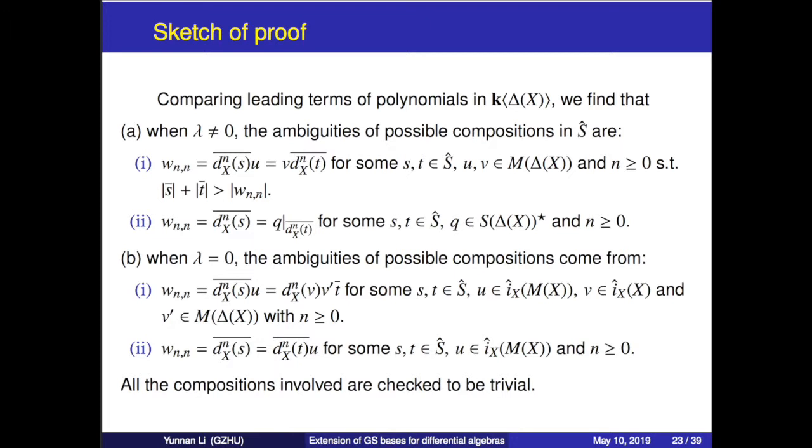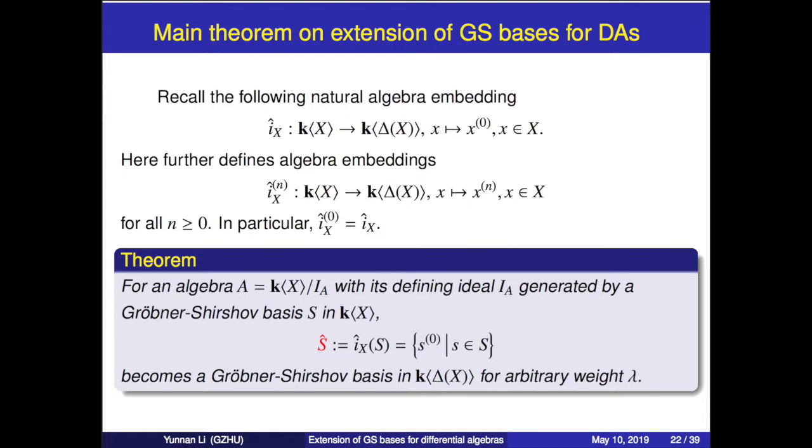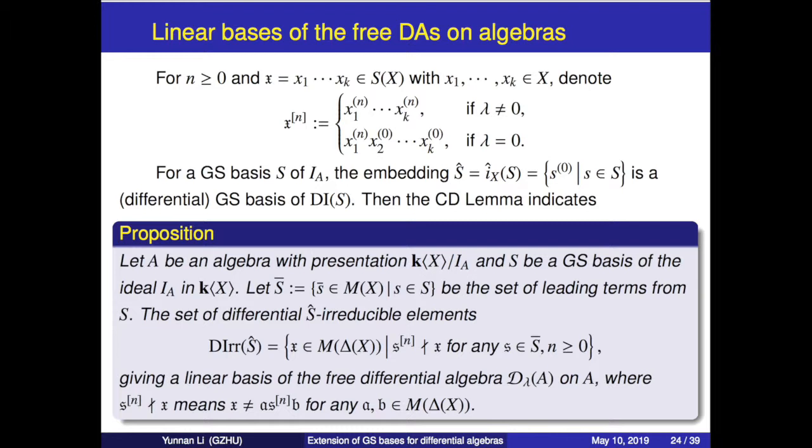After a straightforward computation, we show that all these compositions involved are trivial modulo S hat. So this S hat is just a differential Grobner-Shirshov basis in K⟨δX⟩. Okay, then the extension works for the non-commutative case of arbitrary weight lambda.